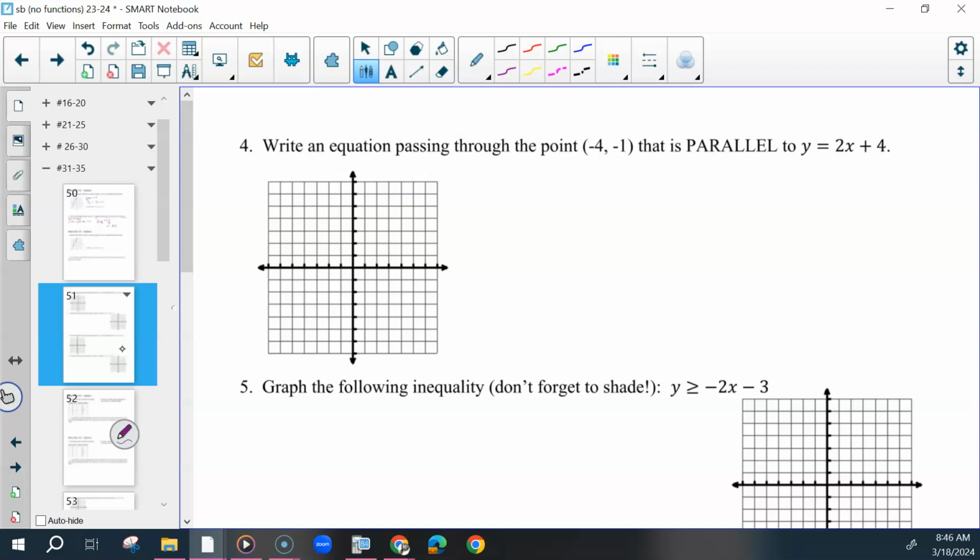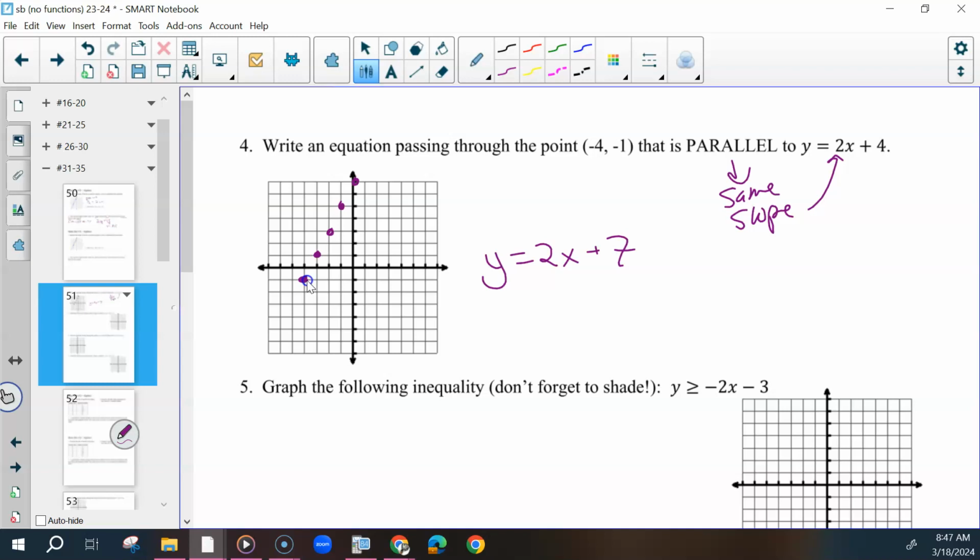If I have the point -4, -1, and this equation is going to be parallel to this one, you have to remember that this means the same slope, which would be 2. So if I go up 2 to the right 1 as many times as possible on my graph, I would end up at some y value, and I could write the equation, y equals 2x plus 7. If you did it that way, just use the graph.